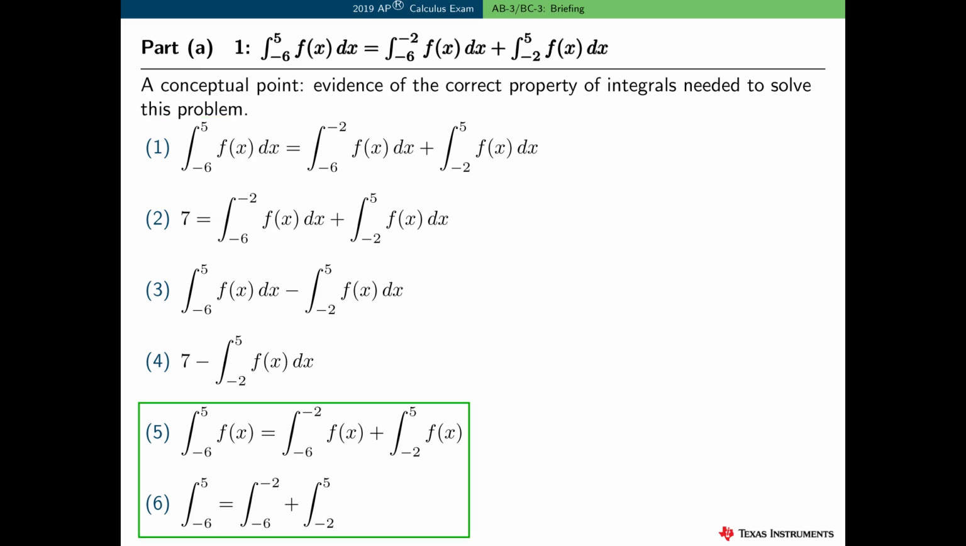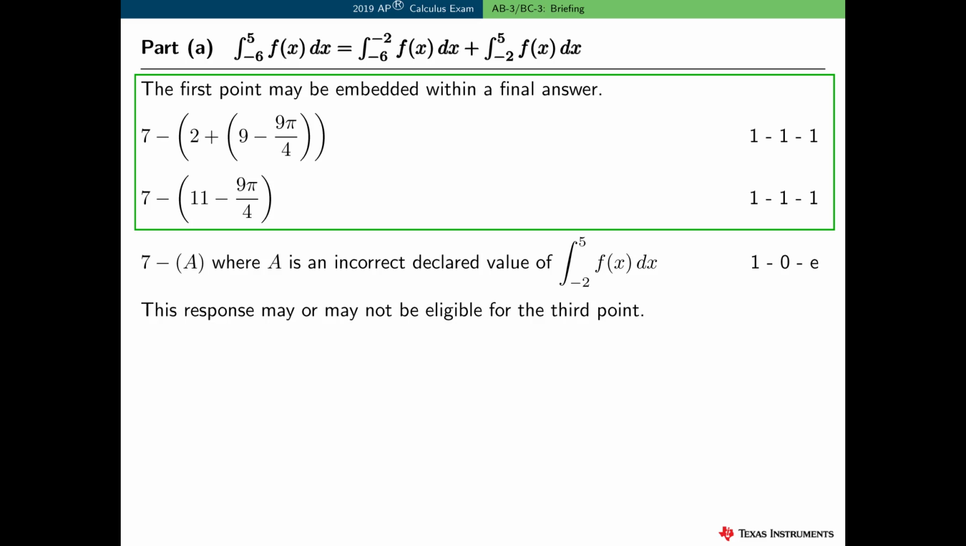The notation in examples 5 and 6 is lacking. In example 5, each definite integral is missing the differential dx. And example 6 is pretty minimal, but still accepted as evidence of the appropriate property of integrals. The student did not have to start this problem by explicitly applying the property of integrals. That'd be nice, but the first point in Part A can be earned if it is embedded in the final answer. And here are two examples. Each of these earns all 3 points in Part A.